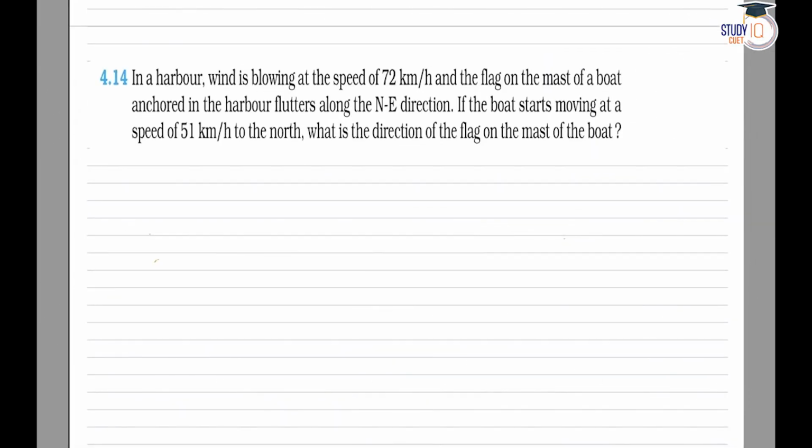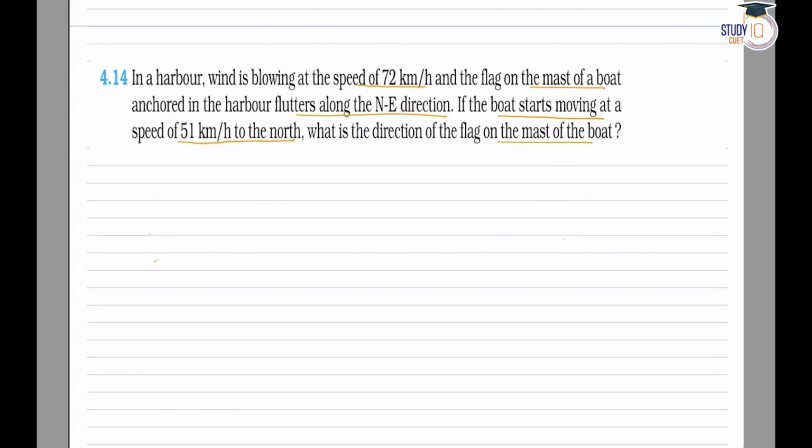NCERT Physics, Class 11th, 4th chapter, Motion in a Plane, question number 4.14. In a harbor, wind is flowing at a speed of 72 km per hour, and the flag on the mast of a boat anchored in the harbor flutters along the direction northeast. If the boat starts moving at a speed of 51 km per hour to the north, what is the direction of the flag on the mast of the boat?